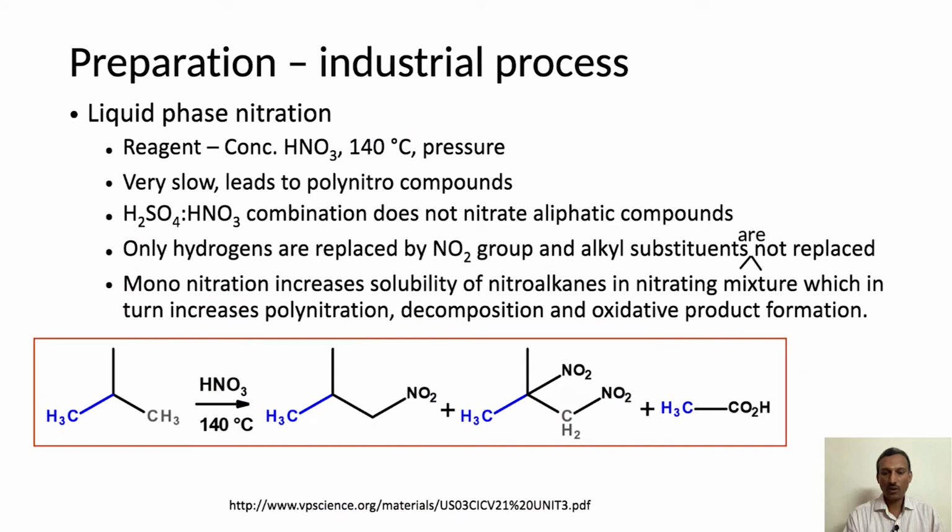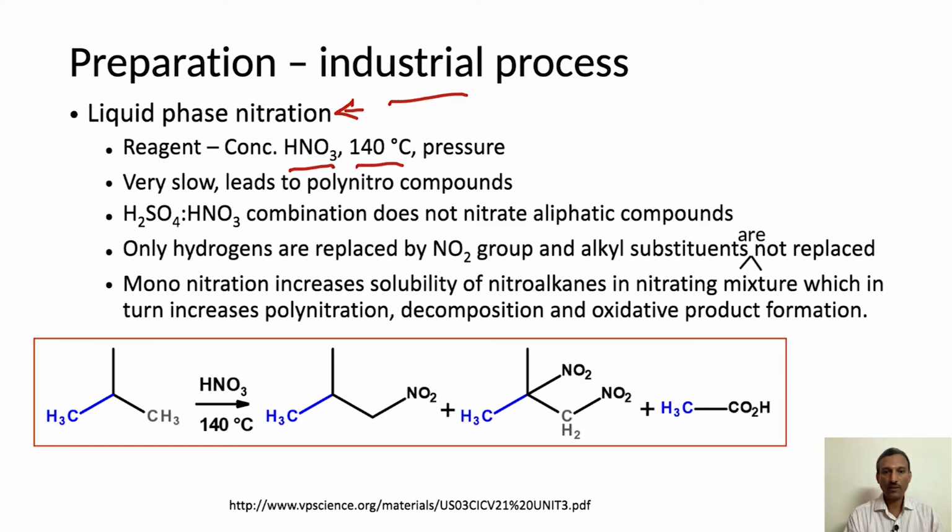Let us look at the next one, which is the industrial process. So in the industrial process, we have two major methods. First, let us look at the liquid phase nitration reaction. So in the liquid phase nitration, we are actually using concentrated nitric acid at 140 degrees centigrade under pressure. This reaction is a very slow reaction, and this also leads to polynitro compounds as the side products.